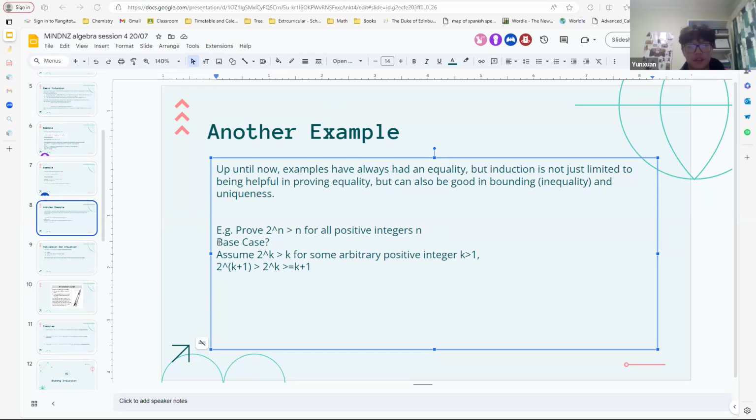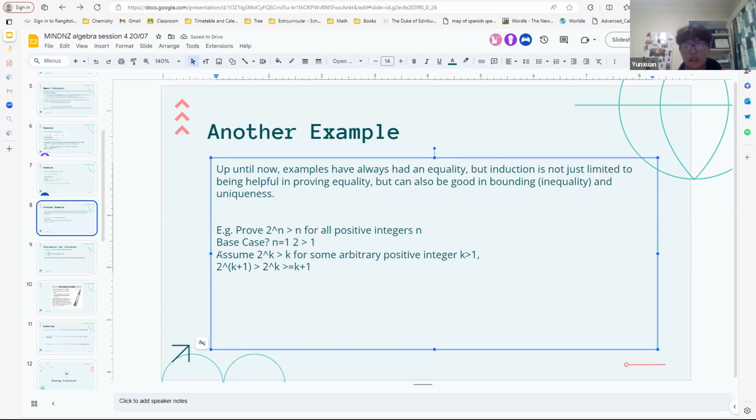Okay, so first of all, we need to find the base case, right? So what's an easy base case that we can use? Can someone tell me in chat? An easy base case we can use is the base case we've always been using, which is just n equals 1. Obviously, we know that 2 to the power of 1 is larger than 1, right? Because 2 is larger than 1.